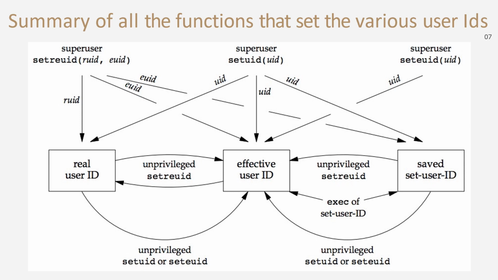This is the diagram that summarizes all the functions that I have explained in previous slides. As we can see, setuid, that is set user ID, will set the real user ID, effective user ID and saved user ID to uid. Similarly, the other two variations of setuid are setreuid and seteuid, where setreuid is used to swap between real user ID and effective user ID, while seteuid is used only to change the effective user ID to uid.